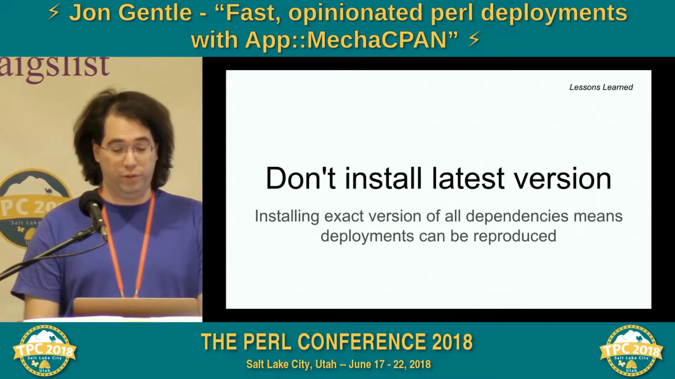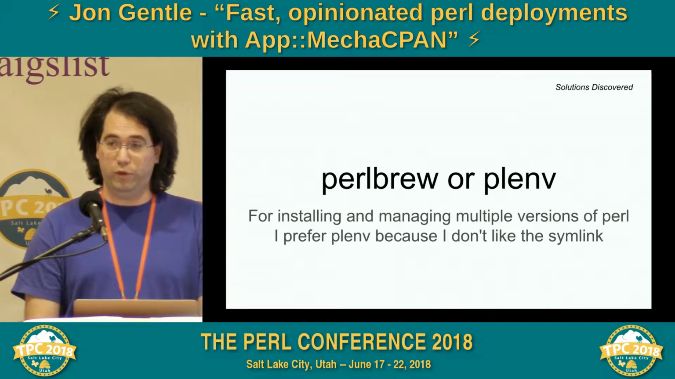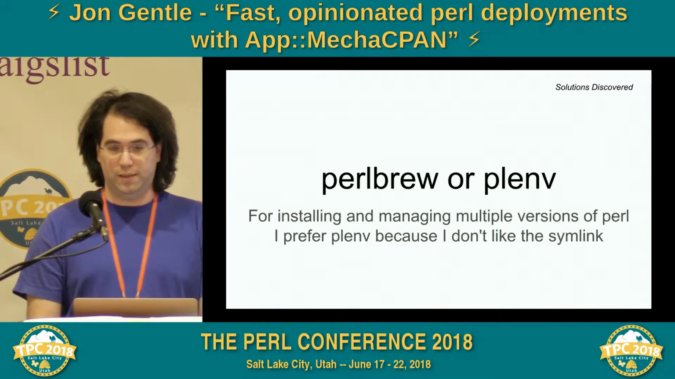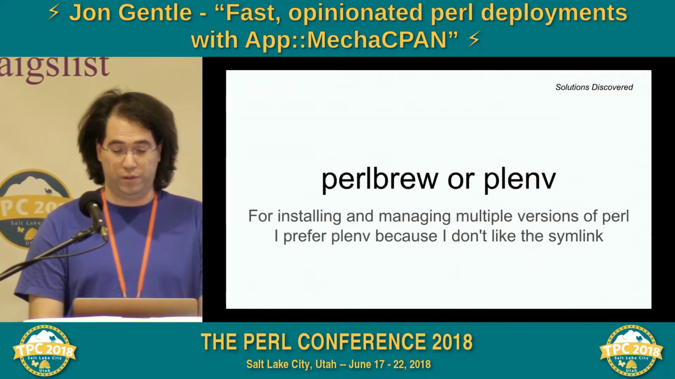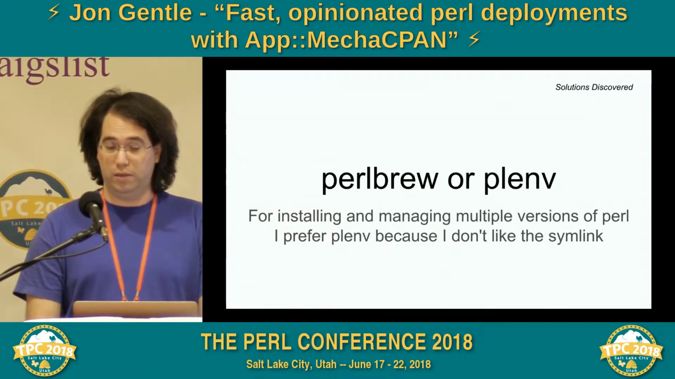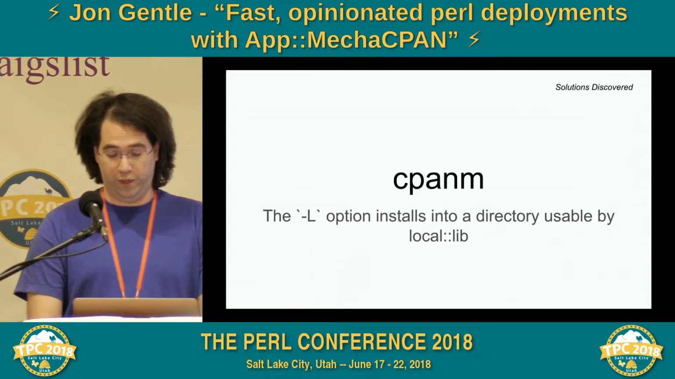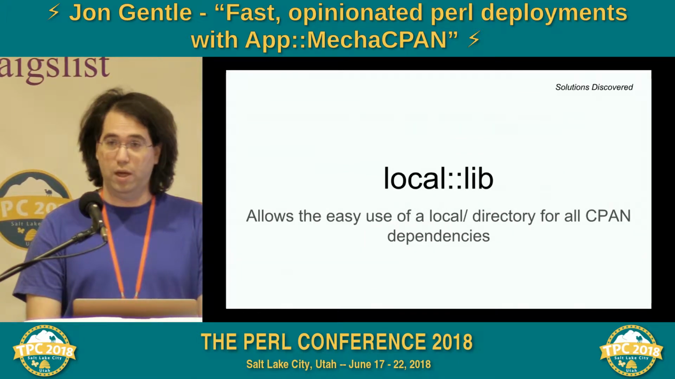So we discovered a couple solutions, mostly from coming to YAPCs and whatnot, and some of them are using perlbrew or plenv. Personally, I prefer plenv. The symlinks of perlbrew didn't exactly sit well with us, but we use it to install specific versions. We use cpanminus with the -L option so that we can install to a local lib directory. Speaking of which, we also use local::lib quite heavily in order to localize the modules we would use.